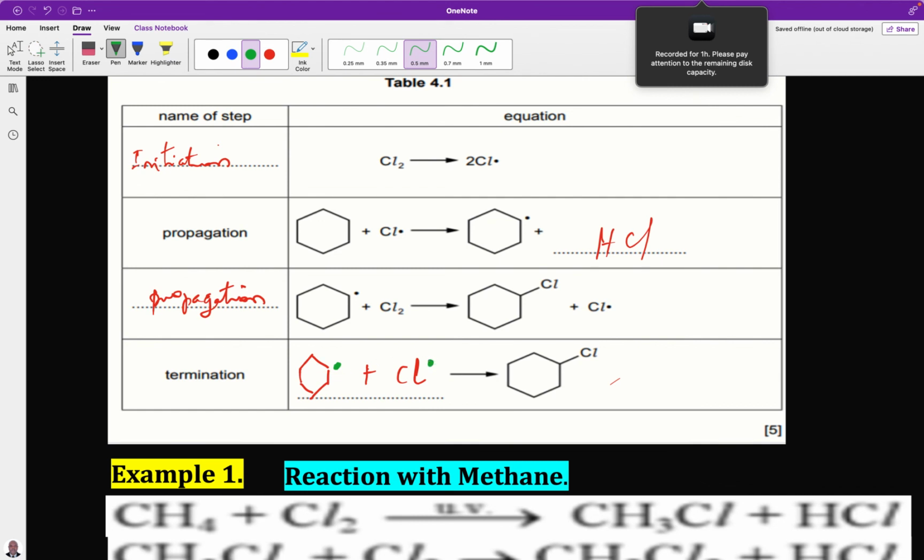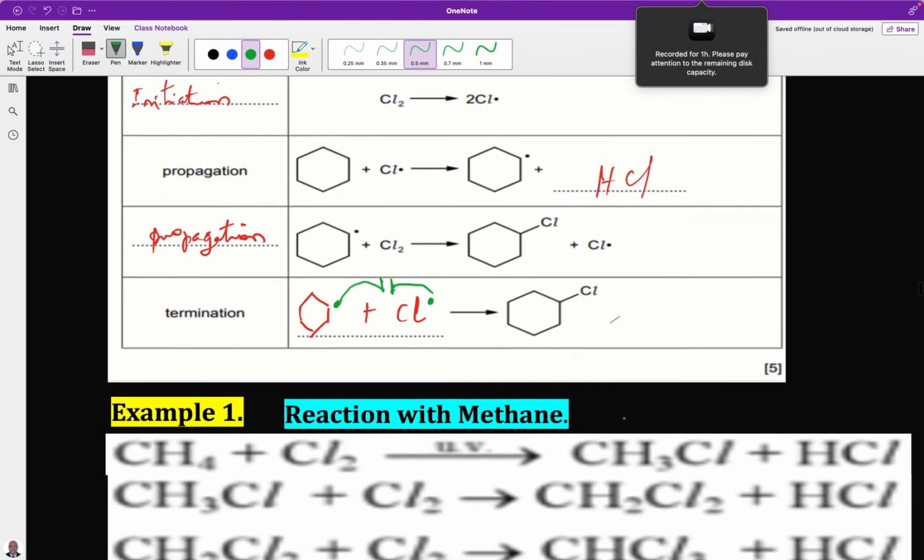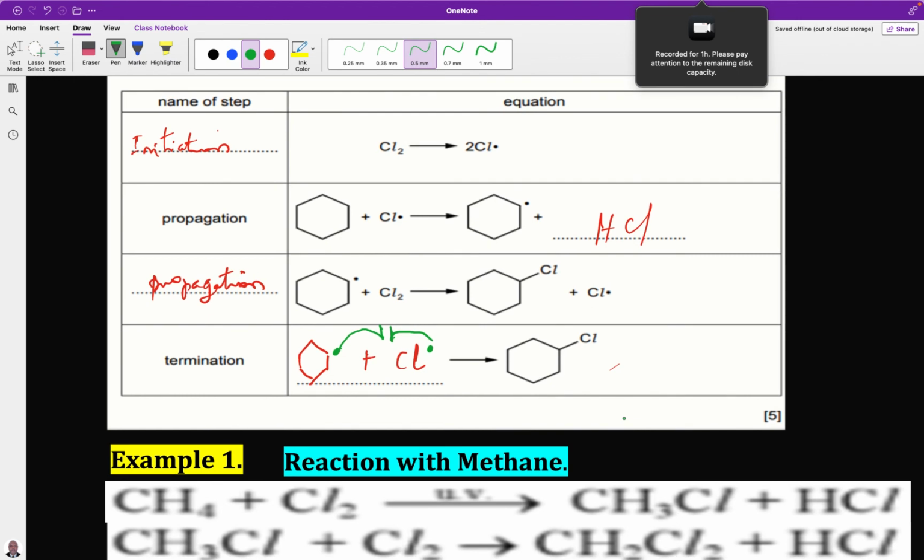Now when a free radical reacts with a free radical, these two electrons come together, and this other one comes together. They are half electrons. They come together to produce this one, and this is the molecule. That is how you can do this reaction. So please, learners, solve more problems like this one, and you will become used to the mechanism.